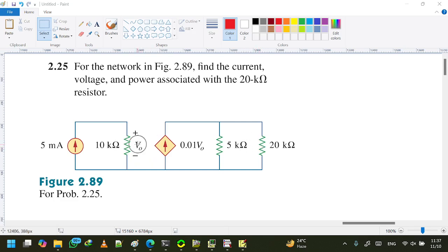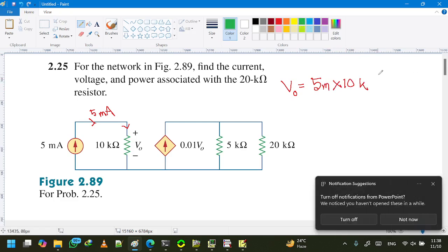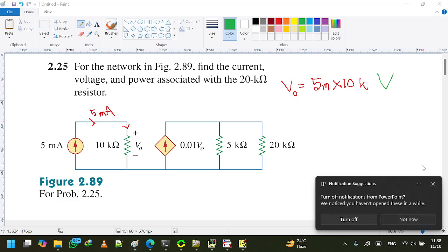So let us find V0 first, because we see that in the series circuit, this 5 milliampere current will flow through this 10 kilo ohm resistor. So we can apply Ohm's law to get the value of V0. V is equal to IR. I is 5 milli multiplied by R is 10 kilo, and the unit is volt.